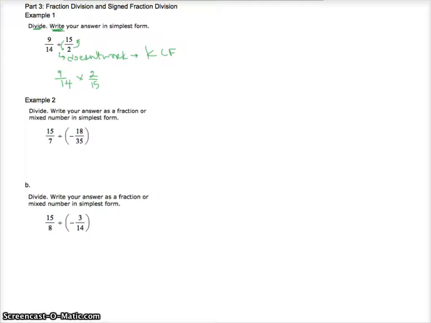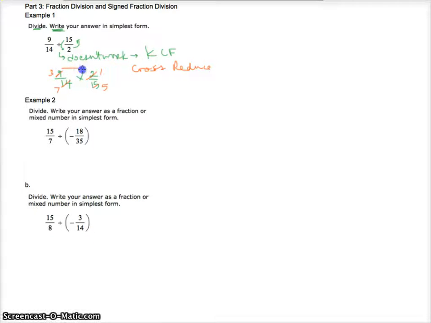Now I want to try and cross reduce. Always cross reduce whenever you can. It's a great tool. So I can cross reduce 2 and 14. That's the easy one. That's 1 and 7. Now the tougher one is 9 and 15. I've got to think of a common factor for 9 and 15, and that's going to be 3. So if I divide 9 by 3, I get 3. If I divide 15 by 3, I get 5.